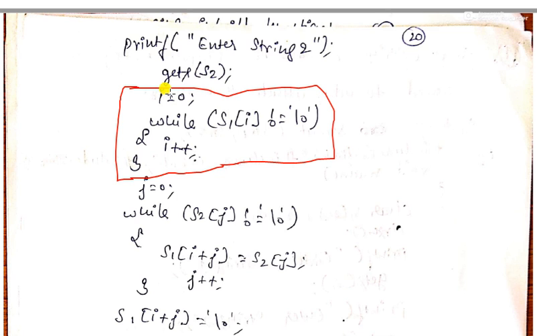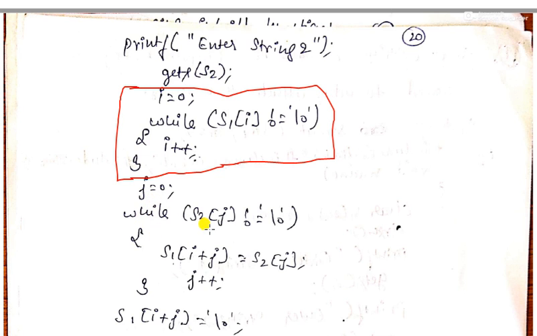So for calculating length, i is equal to 0, while s1 of i is not equal to null character, i plus plus. Then in that i value, the length of the string will be stored. Next, j is equal to 0. This next code is used to attach two strings.